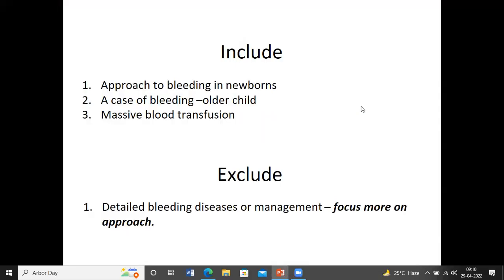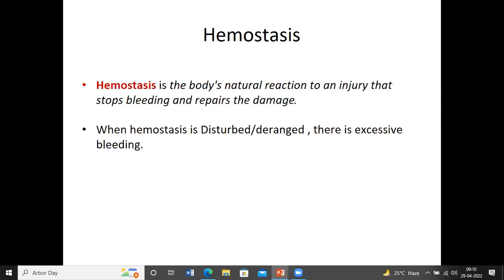on the bleeding in newborns, a case of bleeding child, as well as a massive blood transfusion. We will not be discussing the details of the disease per se and the management. We will focus more on the approach. So before going to the details of bleeding, we need to know about hemostasis.